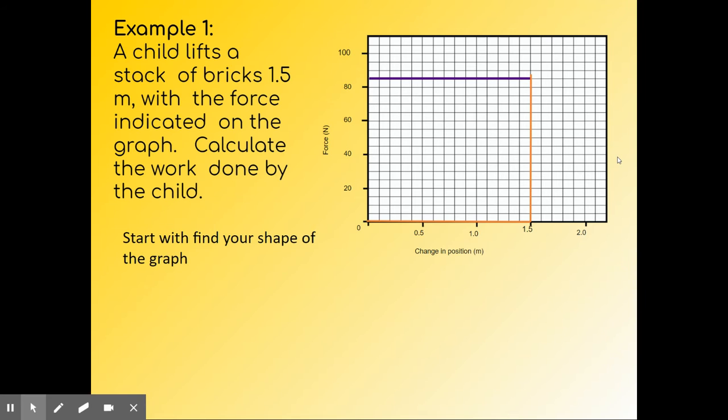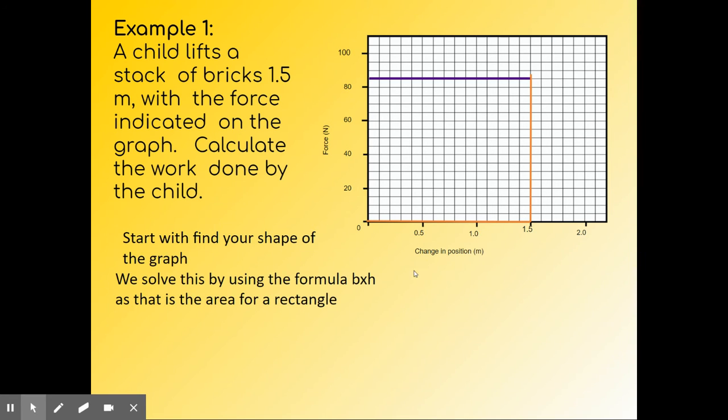So what you're going to do is you're going to find your shape and shade it in. So here I'm going to shade my shape in. And then what you are going to do is you are going to use the numbers that are on your graph. So you'll notice we're going to solve this by going base times height.